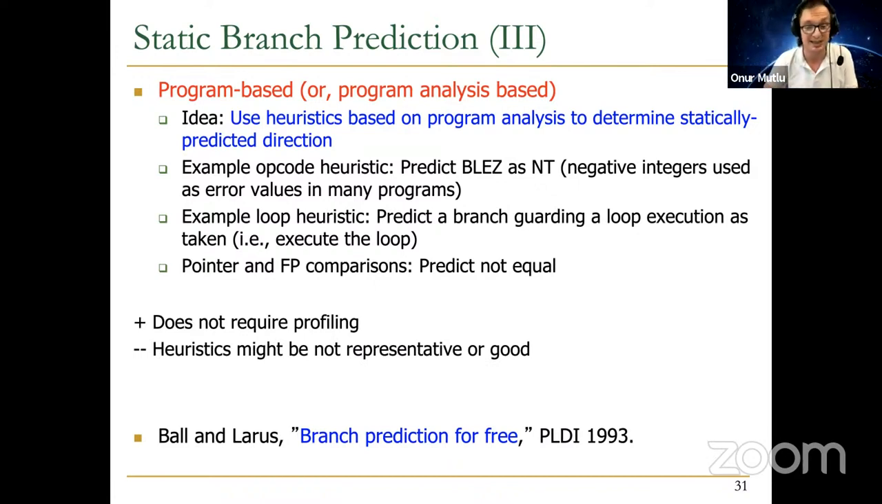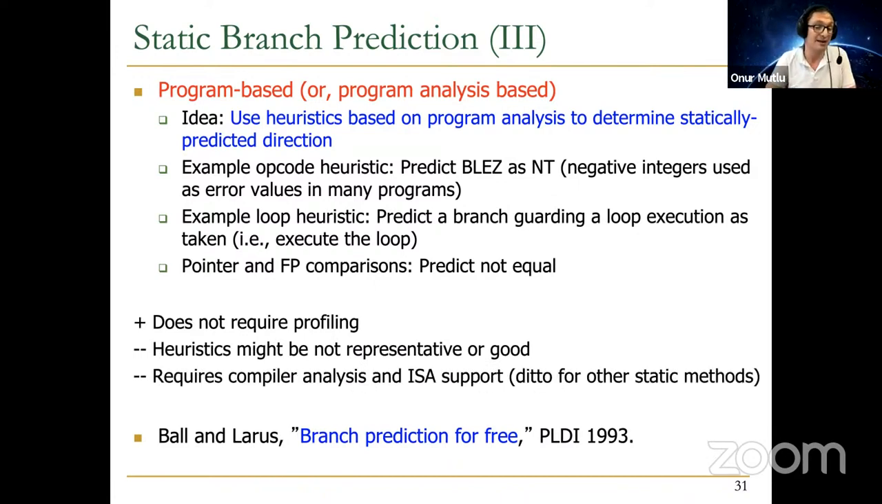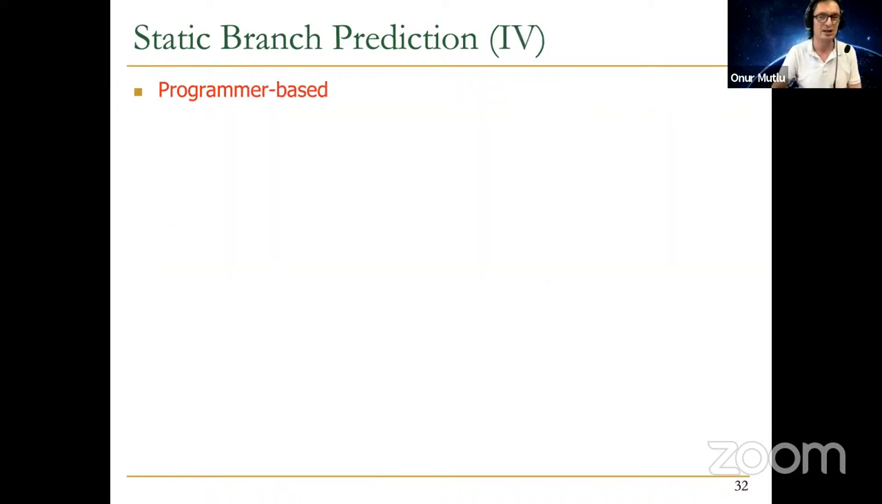Also, that's a downside, as you can see, and it requires compiler analysis and ISA support, true for other static methods as well. So these folks show that you get a 20% branch misprediction rate as early as 27, 28 years ago. I don't know of any compiler that really employs all of these. They usually do profile-based, but some may, in a limited manner, employ this. Okay, let me cover some of these static methods, and we're going to finish the lecture.